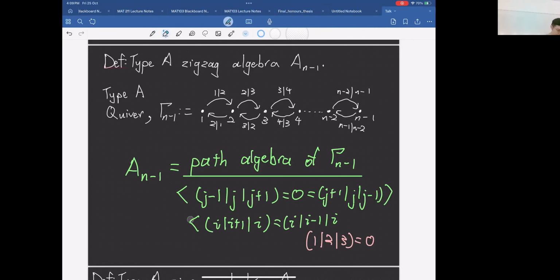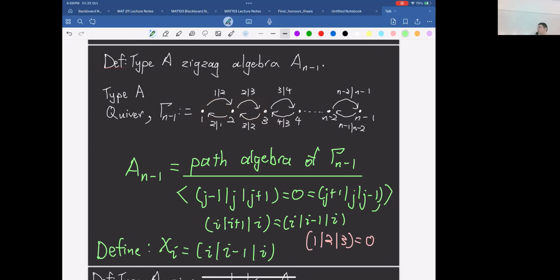So in a picture, what does this mean? It just means that if you go from 2 to 1 and then come back to 2, it's the same as going from 2 to 3 and then coming back. What we call this loop is X_i, the loop at i. For notational convenience, we introduce this X_i.